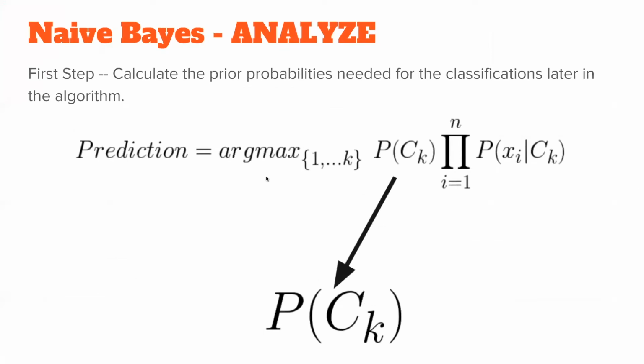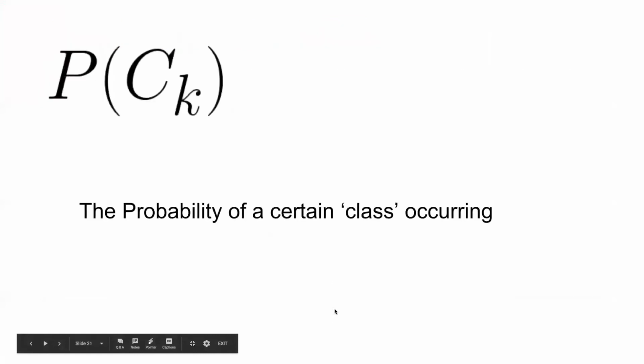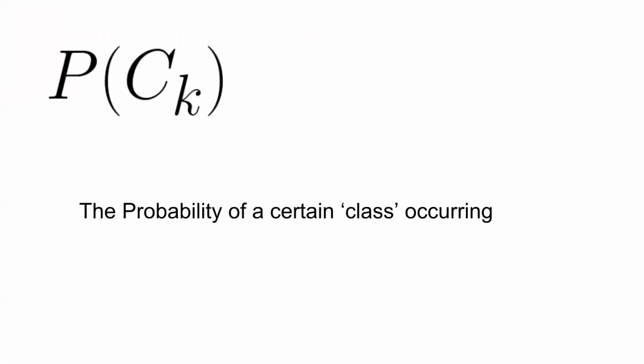So remember this formula here. It's a crazy formula. We need to calculate prior probabilities, right here. This is the probability of a certain class occurring. Meaning, what is the probability that someone got a B or higher, and then what's the probability that they did not?